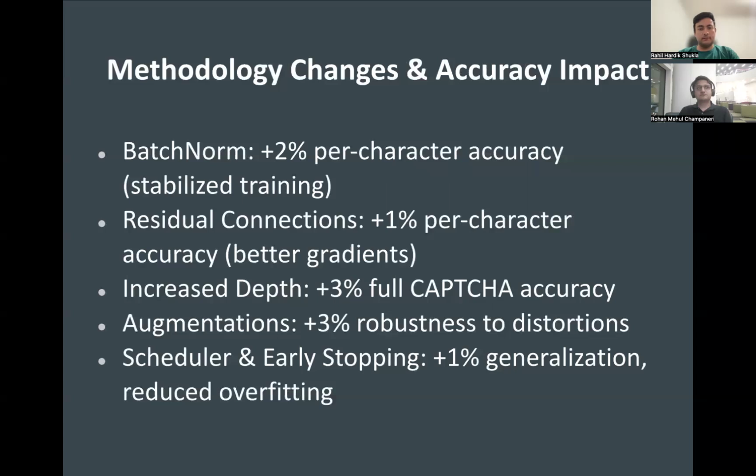Now the impact of these changes on accuracy. Adding batch normalization gave us around plus 2% per-character accuracy. The residual connection gave around plus 1% per-character accuracy. Increasing depth gave us around plus 3% full CAPTCHA accuracy. Augmentation gave us plus 3% robustness to distortions. And the learning rate schedule and early stopping gave around plus 1% generalization, which reduced overfitting.